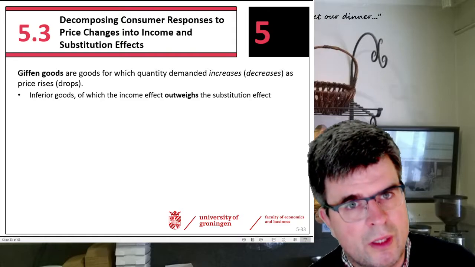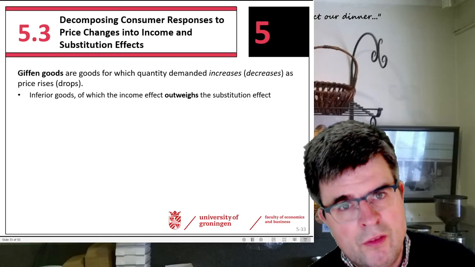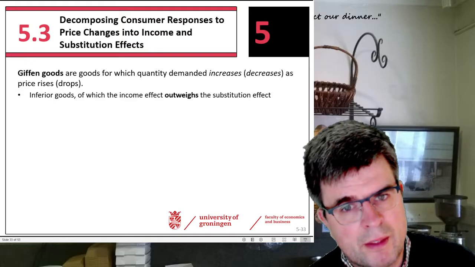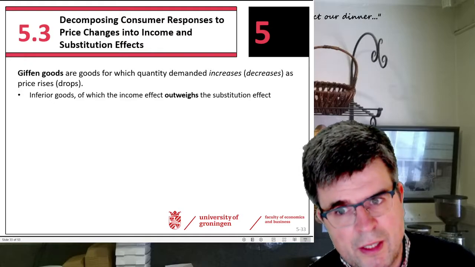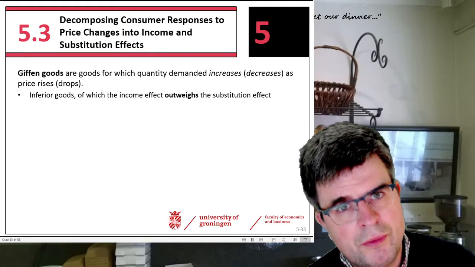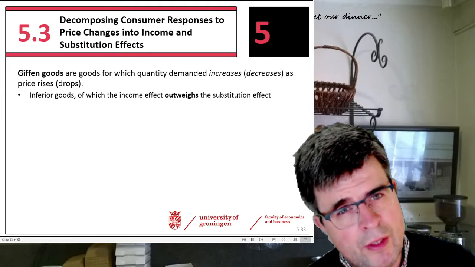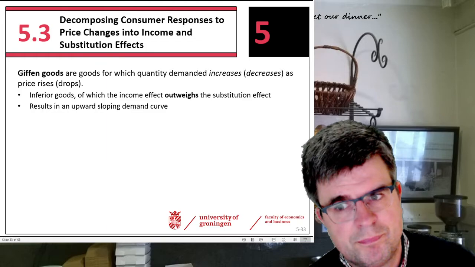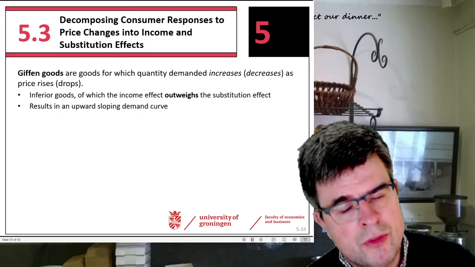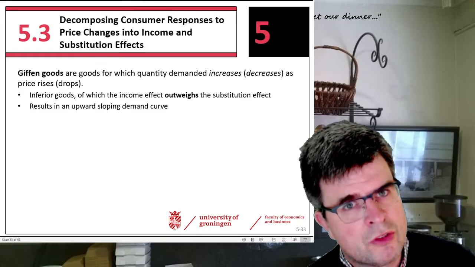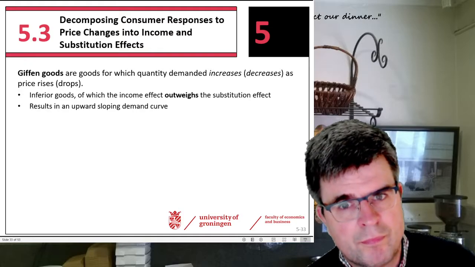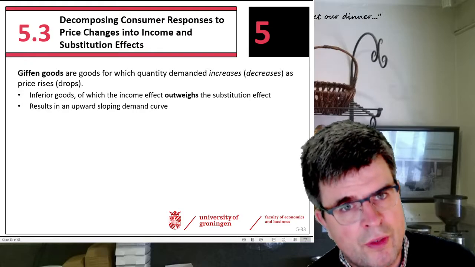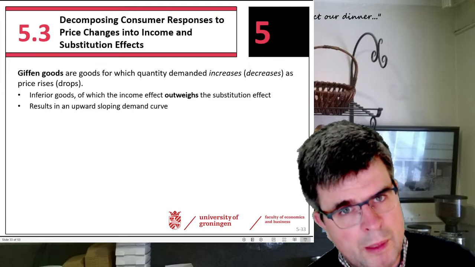So what does it look like? A Giffen good must be an inferior good, because otherwise the impact can never be in this direction. And it's an inferior good for which the income effect outweighs, is larger than the substitution effect. And this results in a weird upward sloping demand curve. And this is pretty unusual, but it has been identified in some empirical papers.